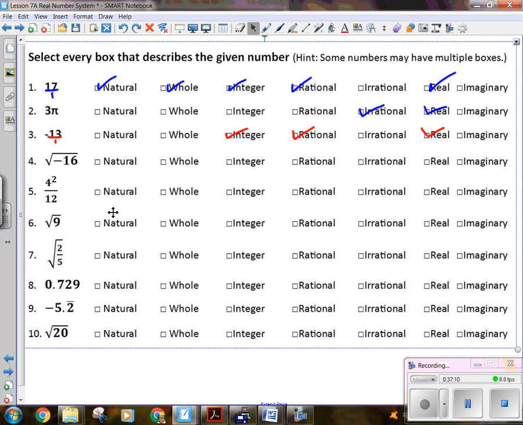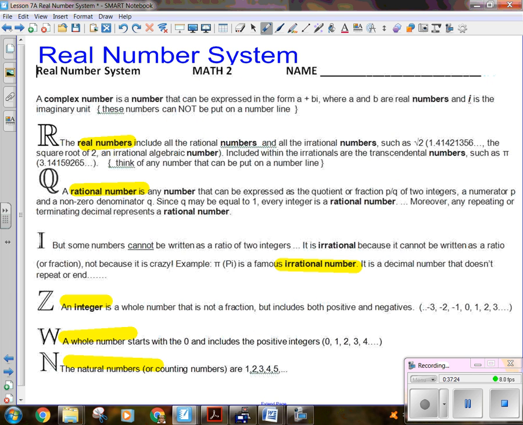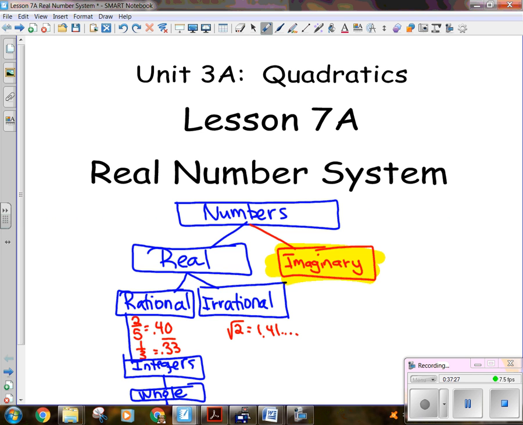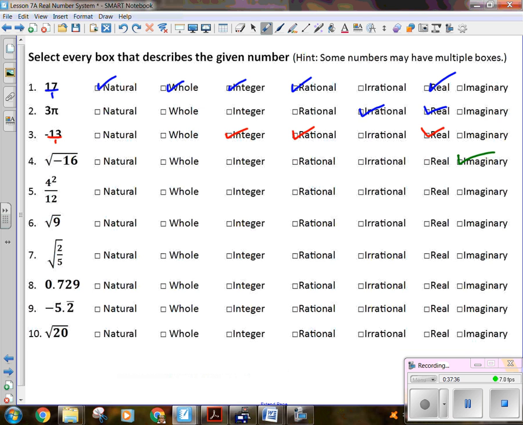So if it's got an i in it, where does it fall? Numbers that must contain an i must be what? Imaginary. Do you go up any more? Is it also real? Nope. Remember, if we go back over here to our very first concept map, you have to be imaginary or real. So when I get ready to mark my boxes for this one, only 1 box, and that's it, because that's the same thing as 4i. 4i is only an imaginary number.